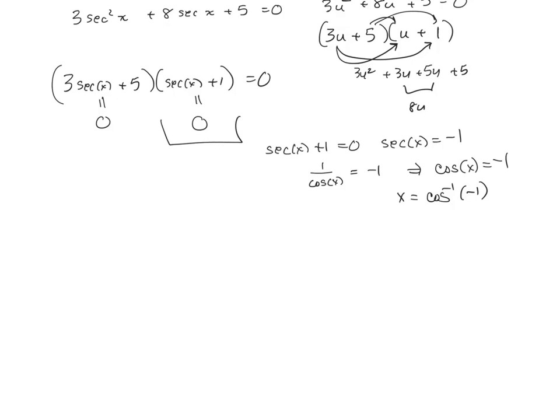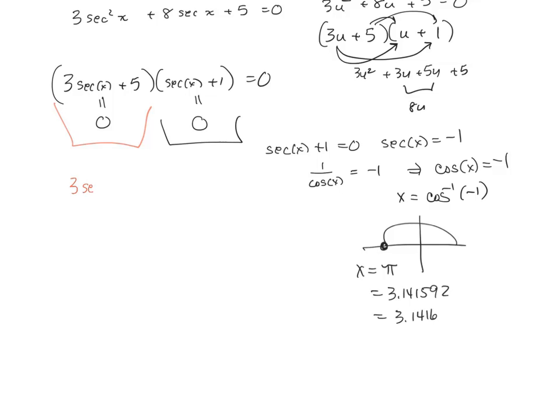Where is cosine theta equal to negative 1? If you remember your unit circle, that is right here at x equal to pi, which is 3.141592, or rounded off to 4 decimals, 3.1416. That is one solution. Now let's find the second solution.